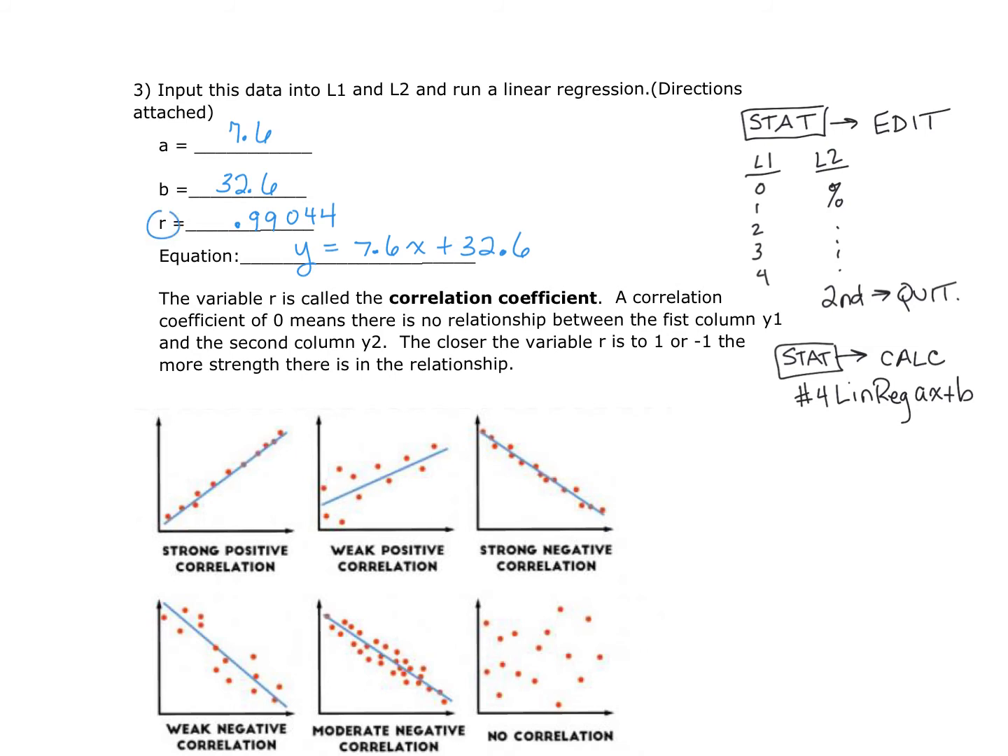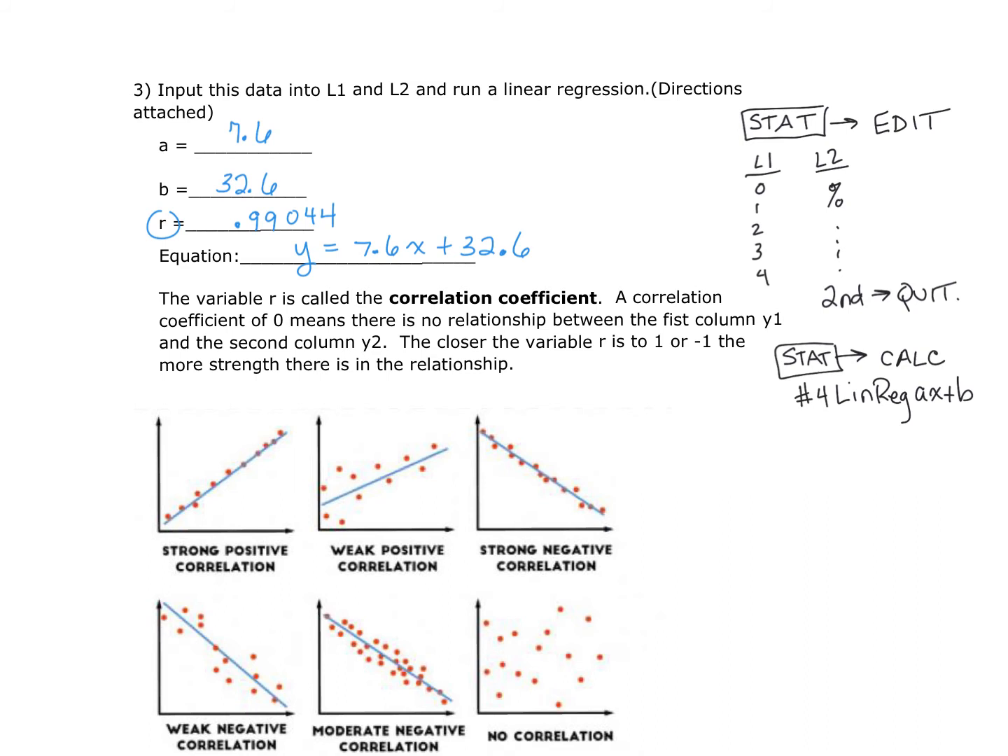Now, what does that R value mean? The variable R is called the correlation coefficient, and a correlation coefficient of 0 means that there's no relationship between the first column of numbers and the second column of numbers at all. The closer we are to 1 or minus 1, the more perfect our linear relationship is. We also like to say that we might have a positive correlation that trends upwards from left to right, or a negative correlation that goes down from left to right.